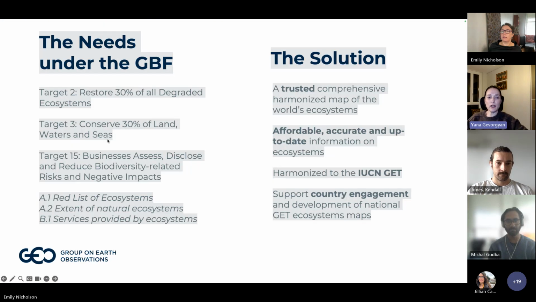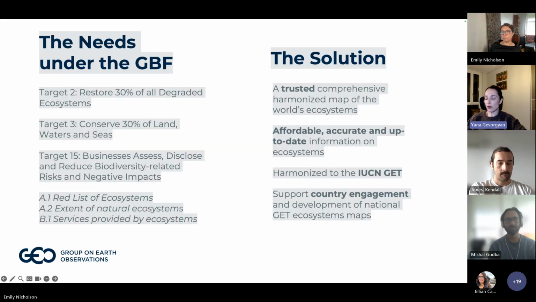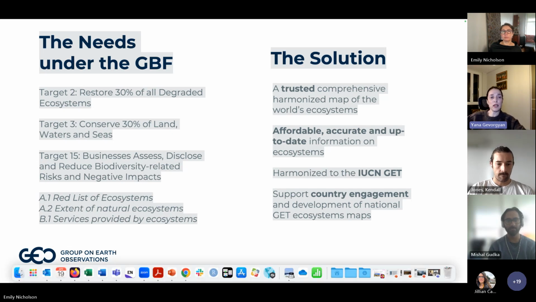So my name is Jana Givakian. I'm with the Group on Earth Observations that's convened multi-partner initiatives to develop the Global Ecosystems Atlas. This is an initiative, and we can go into the next slide. It's a multi-partner initiative in close collaboration with the IUCN GET team.